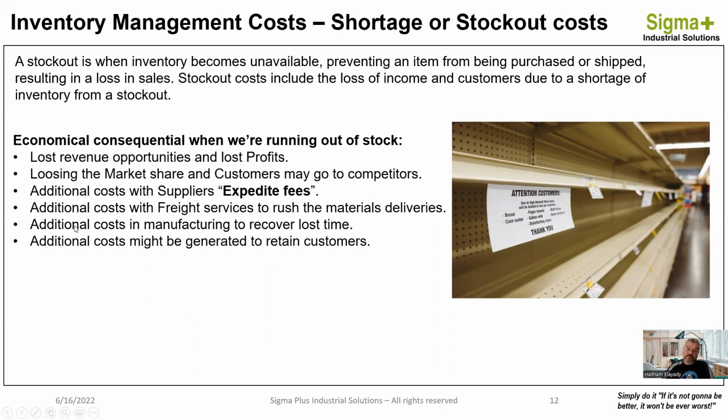And also there could be some additional cost in the manufacturing by opening overtime hours, so we try to cover the slippage that happened in the last days due to the missing materials. Some other additional cost could be generated to retain the customers and their loyalty to the company by providing some additional services or doing some kind of discounts on certain spare materials, which is of course leading to an overcost running.